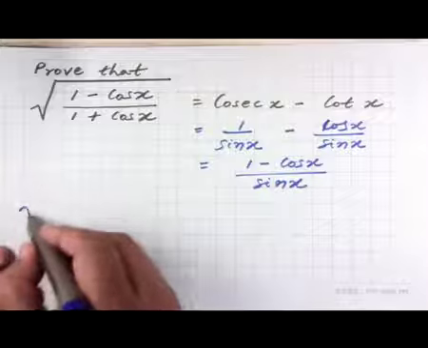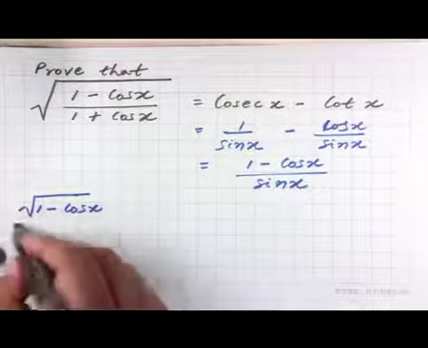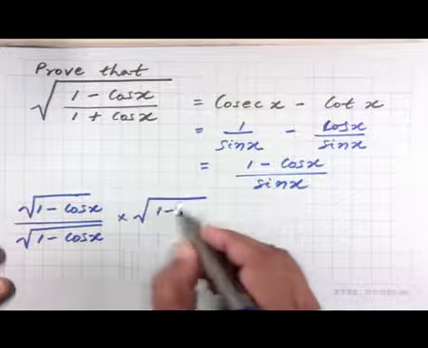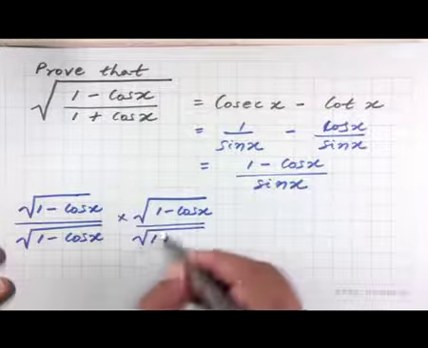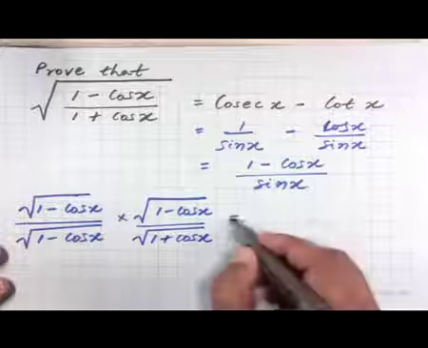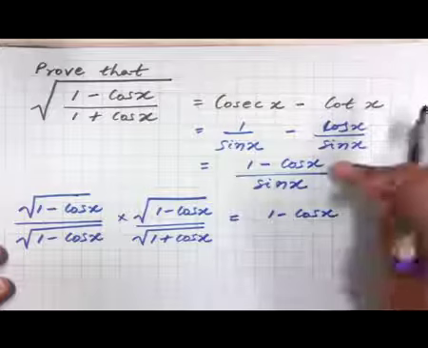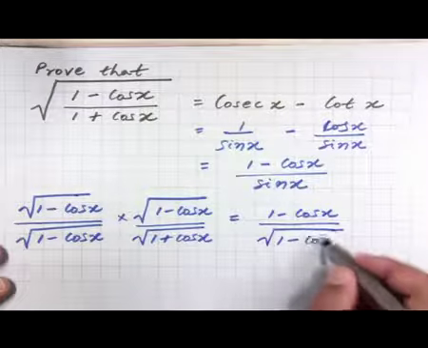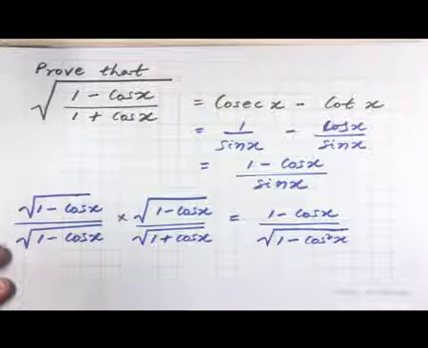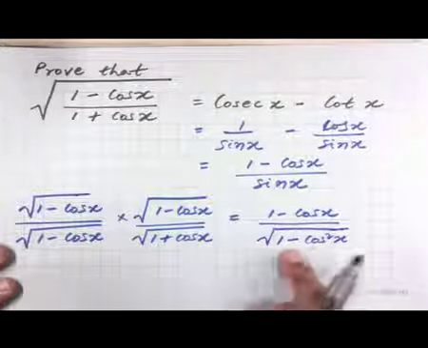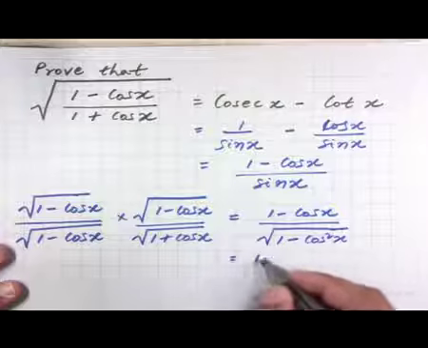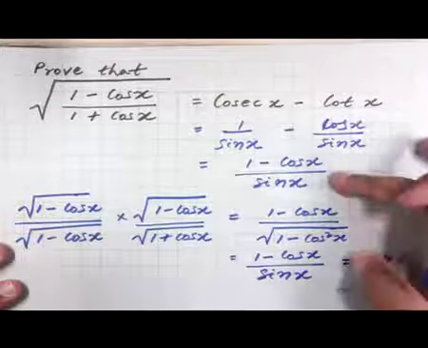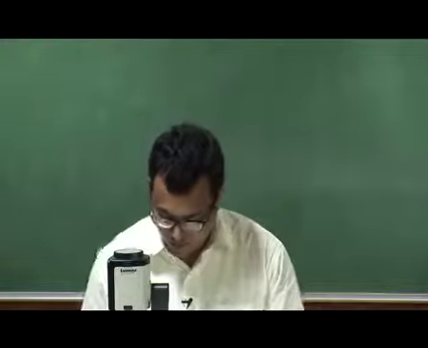So, we multiply both the numerator and the denominator of the left hand side with square root of 1 minus cosine x. So, the numerator now becomes 1 minus cos x, as what we wanted, and the denominator becomes root of 1 minus cos square x. But we know that 1 minus cos square x is sin square x, and then the root of sin square x will be sin x. So, this is equal to, which is nothing but the right hand side here. So, that finishes the proof for this question.